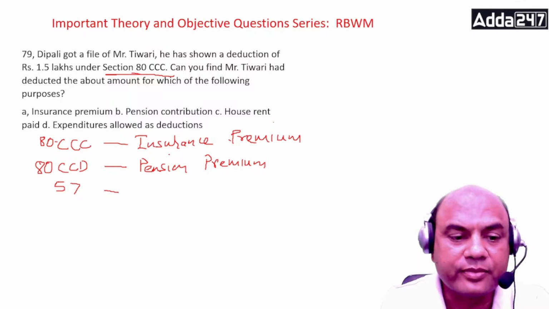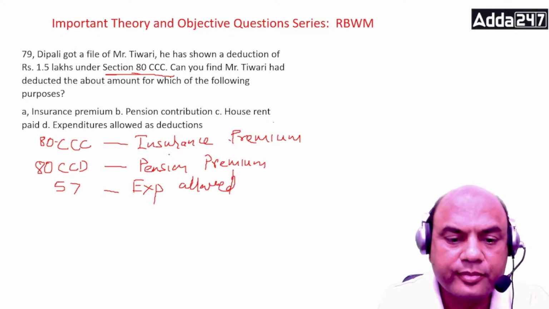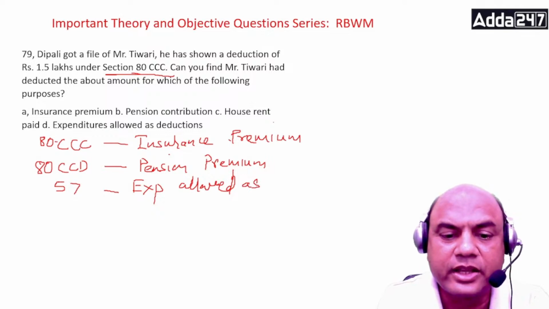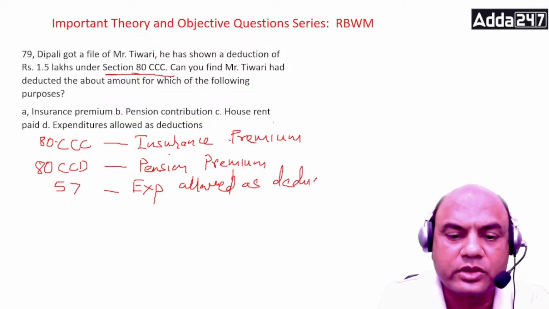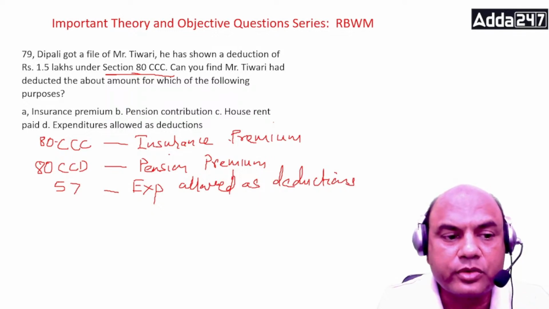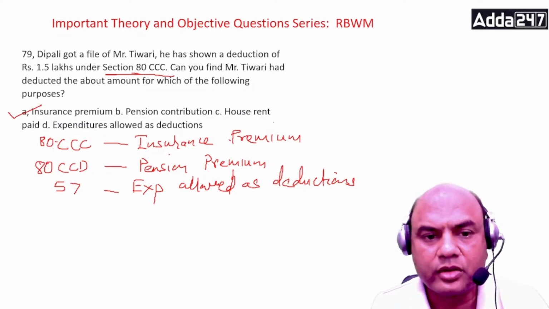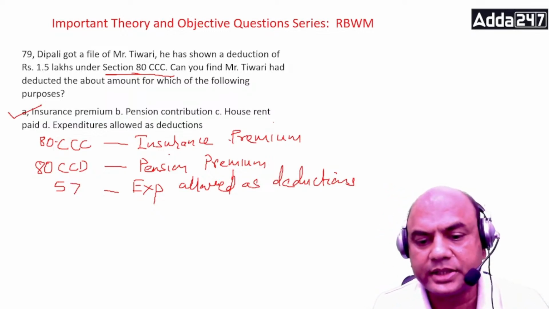So this is D, expenditures allowed as deduction, the D which we are having. So the answer over here will be, insurance premium we are talking of. So A will be the answer. Okay, got it? Clear? Next one.